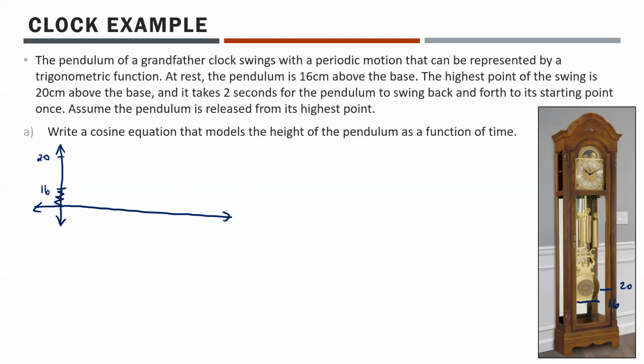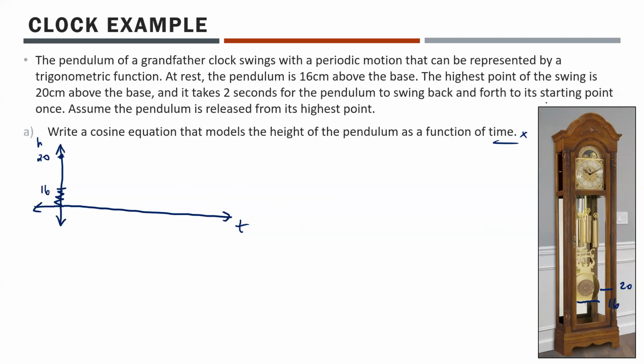We're assuming that the pendulum is released from its highest point, and we're also doing this as a function of time. So time is going to be our x component here, and our height is going to be our y. We're releasing it from its highest point, so that means when x is 0, when your time is 0, we are going to start right there. It's going to eventually make its way to its lowest point before swinging back to its highest point. Now, remember it takes 2 seconds for the pendulum to swing back and forth to its starting point once.